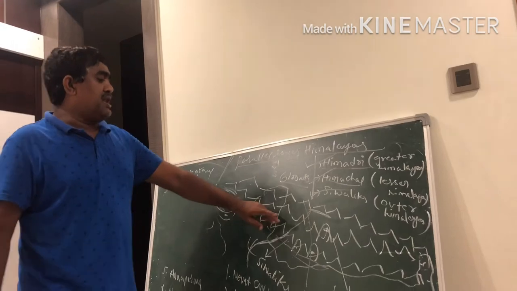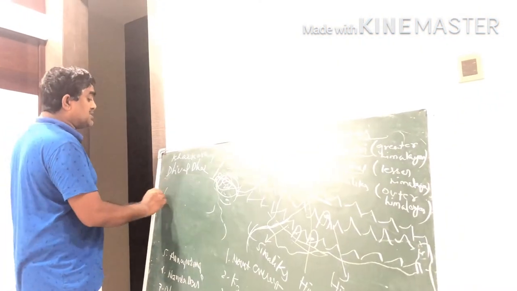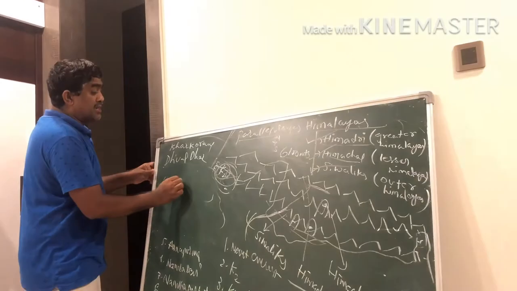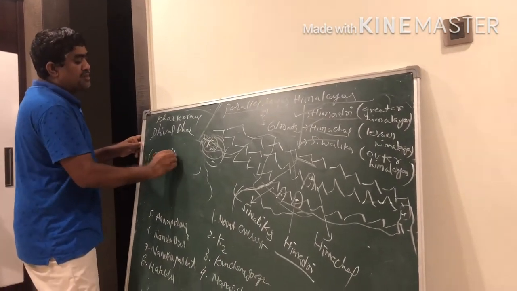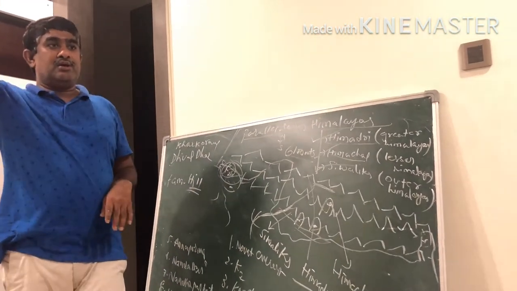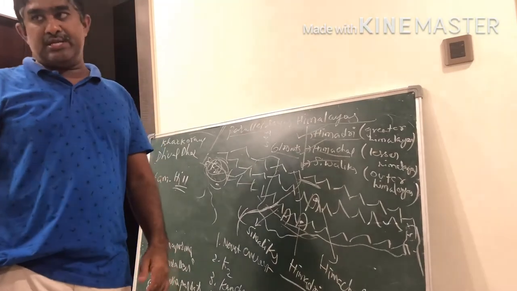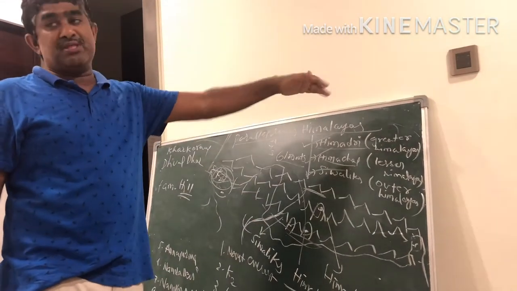In this Lesser Himalayas, we have famous hill stations. Why do we call it a famous hill station? What is a hill station? It is on a height. Let's say Araku is a hill station. It is nearly 3200 feet high from the sea level.